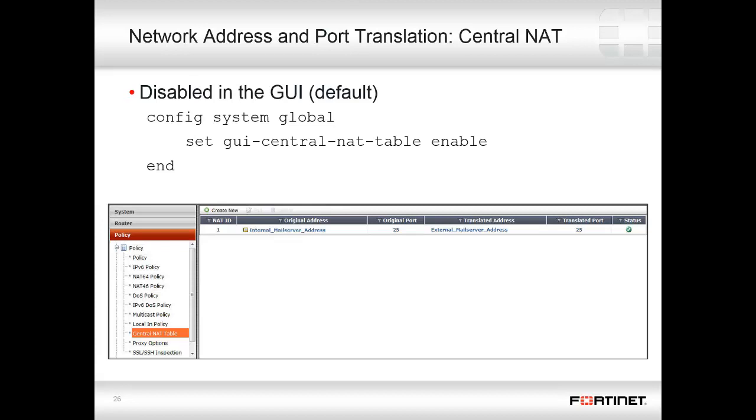By default, central NAT will be hidden in the GUI but can be turned on. Central NAT is just a way of telling the firewall that you want to use specific NAT rules. This way, all you need to do is configure how you want your NAT behavior to work in the central NAT table. Then, when you enable central NAT on a firewall policy, it will look at the table in order to determine what needs to change about the packet.